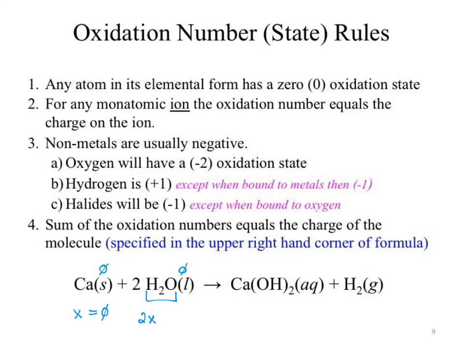So I could either do X plus X, or I could write 2X, plus the oxidation state of the oxygen. What's the oxidation state of oxygen? -2. How do we know it's a -2? That is our rule. Oxygen is always -2. That has to equal our overall charge. What's our overall charge? 0. How do we know it was 0? Upper right-hand corner of our formula.